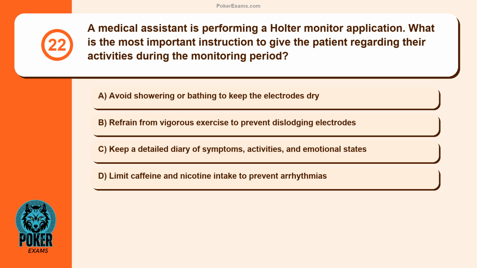Question 22. A medical assistant is performing a Holter monitor application. What is the most important instruction to give the patient regarding their activities during the monitoring period? Avoid showering or bathing to keep the electrodes dry. Refrain from vigorous exercise to prevent dislodging electrodes. Keep a detailed diary of symptoms, activities, and emotional states. Limit caffeine and nicotine intake to prevent arrhythmias.